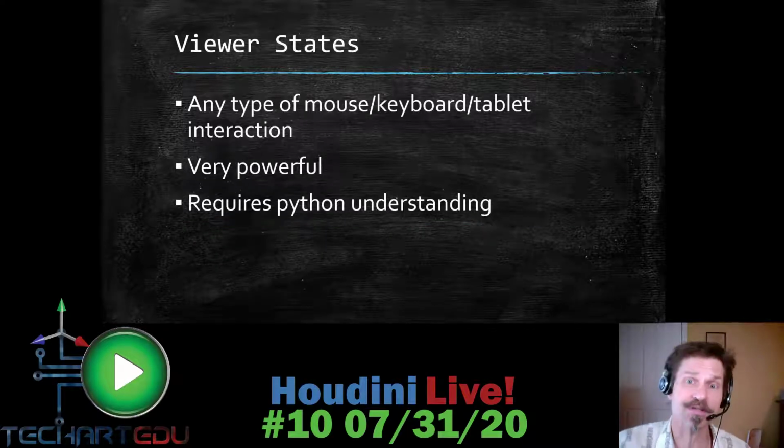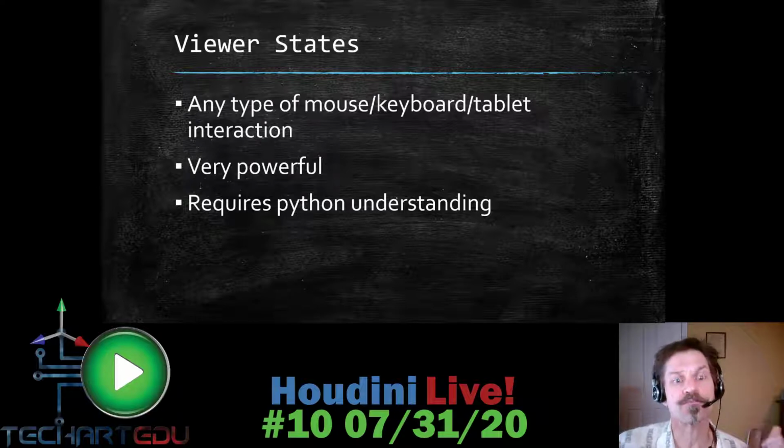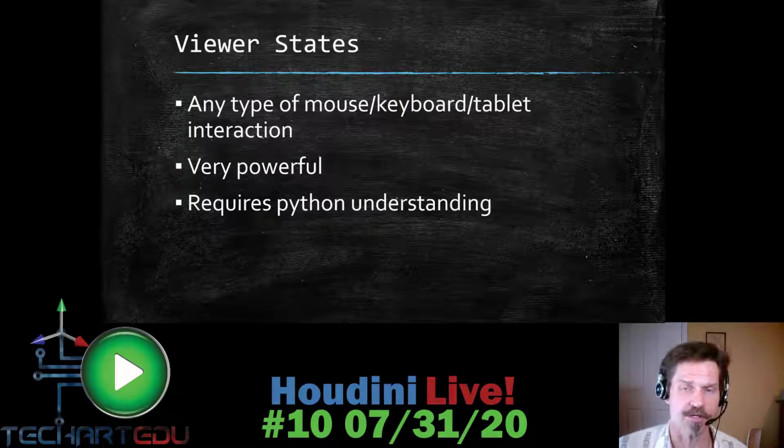Viewer states, as presented last week, are any type of mouse, keyboard, or tablet interactions. They're all very cool, and we're going to show just one type of interaction because they're complicated, and it took me a while to figure them out, but they're actually very cool. I always love the opportunity to learn something new, and these are really wicked. They're very powerful, but they do require some Python understanding.